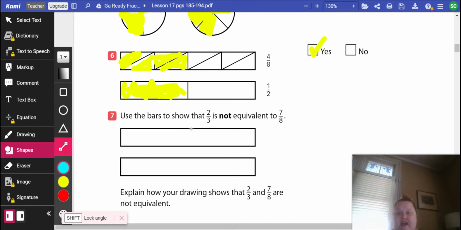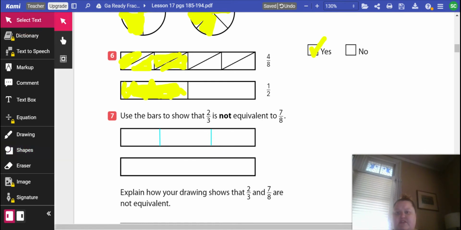Well, I know half would be about here. So when I'm thinking about thirds, I always find my half first, and then I just go a little bit this way, a little bit this way. And I'm looking at it, and it looks like my middle bar is large. So I'm going to just move that over just a bit.